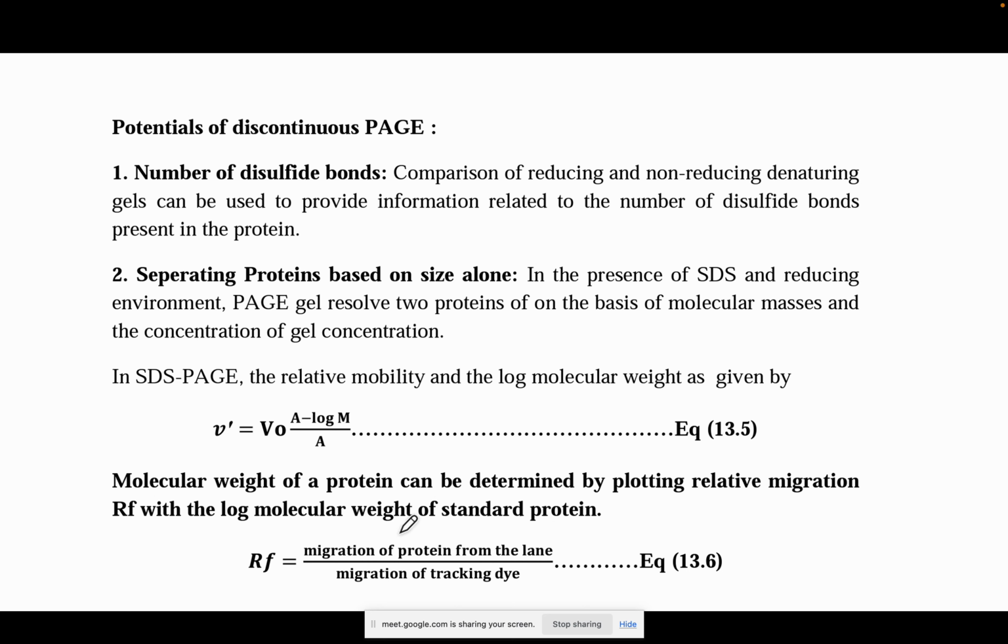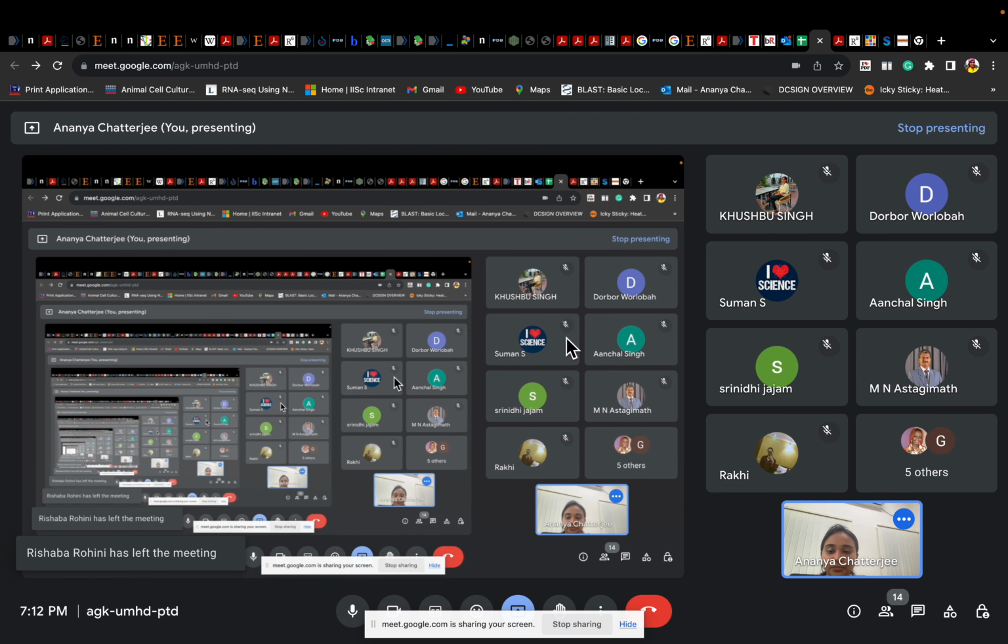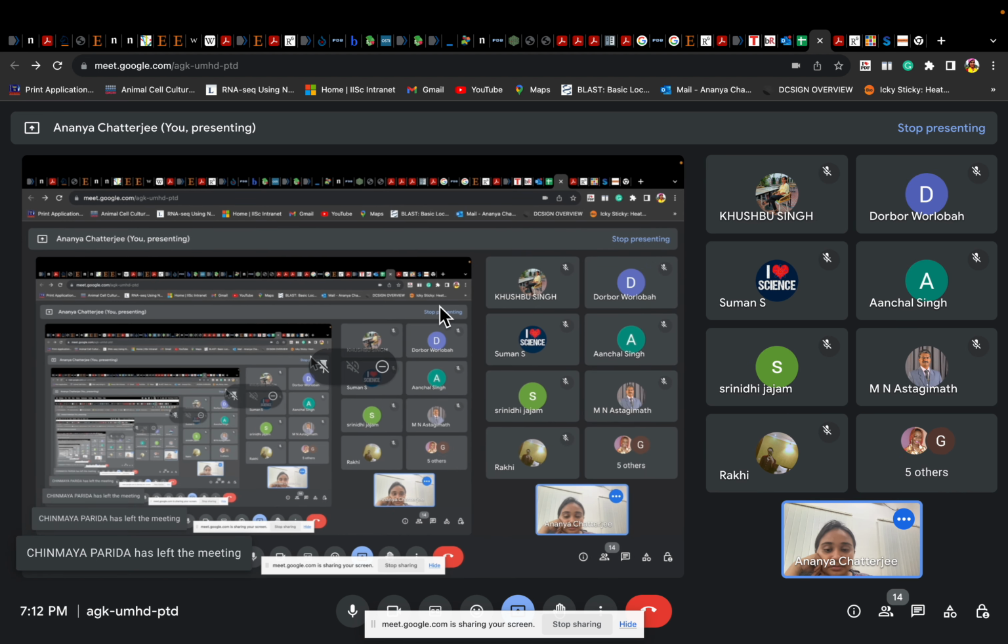So, the potentials of discontinuous PAGE. One is the number of disulfide bonds, and the second is separating proteins based on size alone. Please let me know if you have any doubt. Okay.